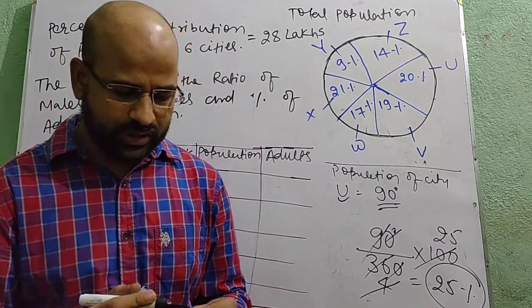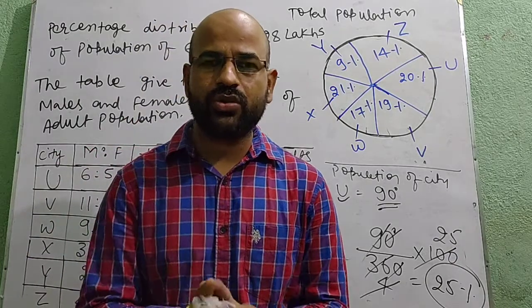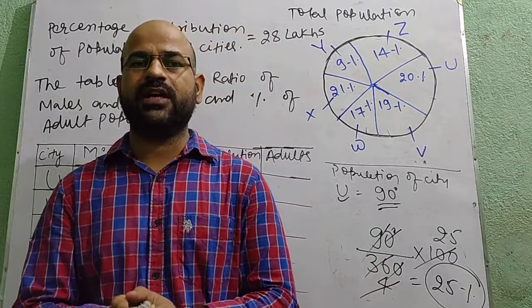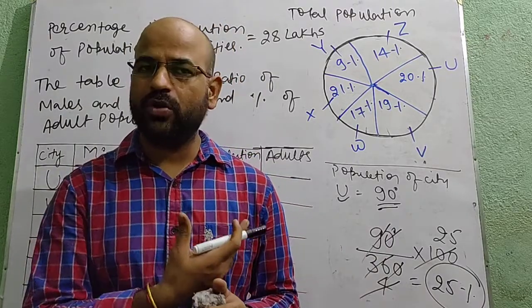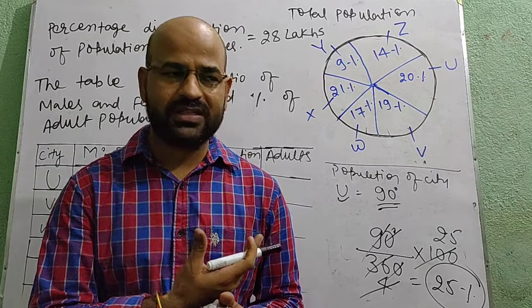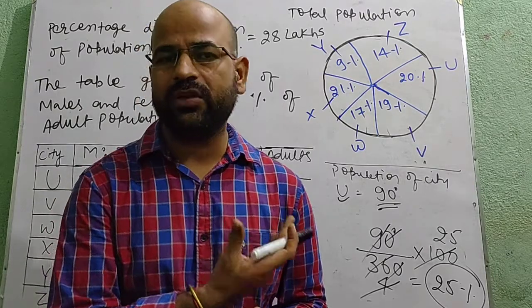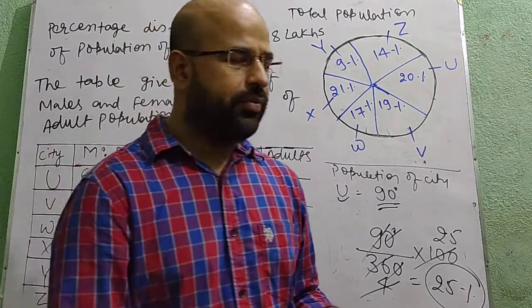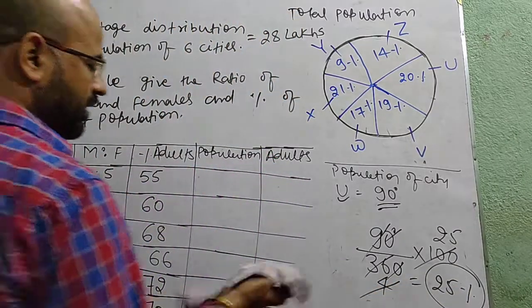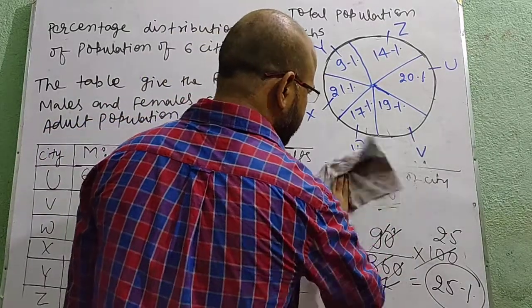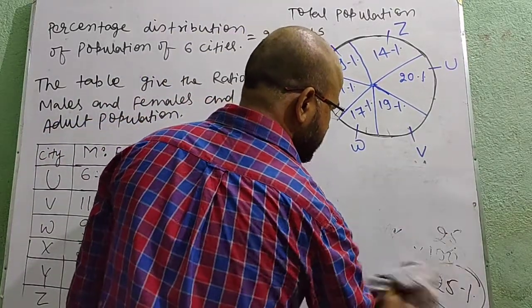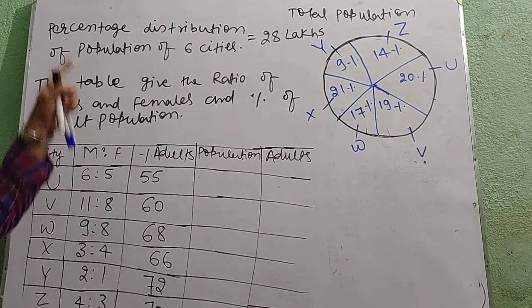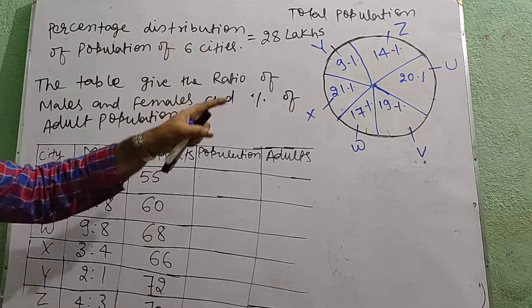Now we will move to the questions, how to solve them in the paper if these questions come in the exam. These questions were asked in PO Mains in November 2016. We will discuss them one by one. First of all, you will see the populations of 6 different cities given in percentage, the percentage distribution of population of 6 cities.